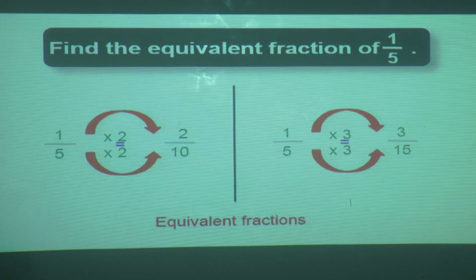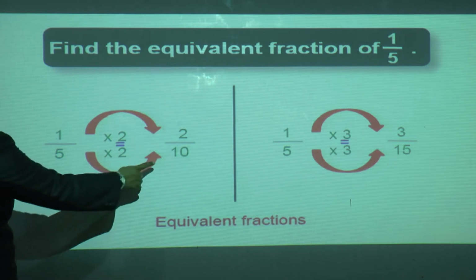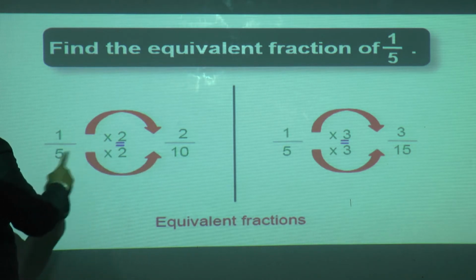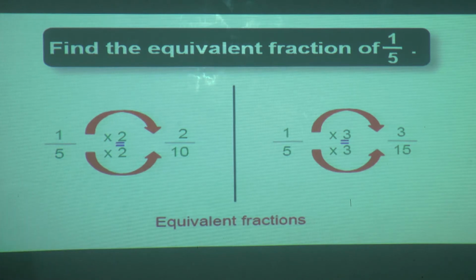Here it is already given. I think you might be getting confused, so I will give a very simple trick for how to do it. To get a denominator of 10, first what did we do? We multiplied the denominator by 2. The same number should be multiplied in the numerator. The same number should be multiplied in the numerator.